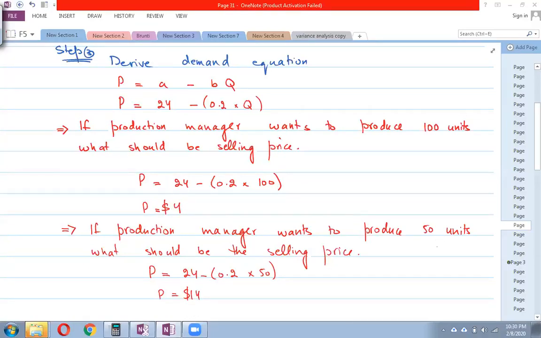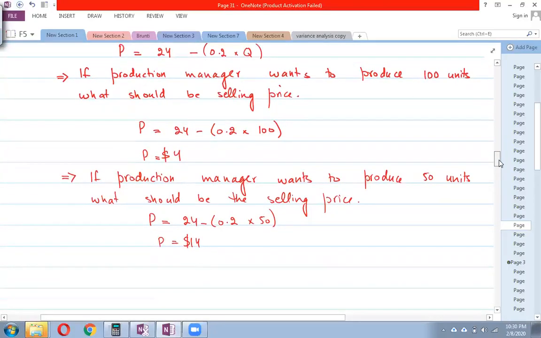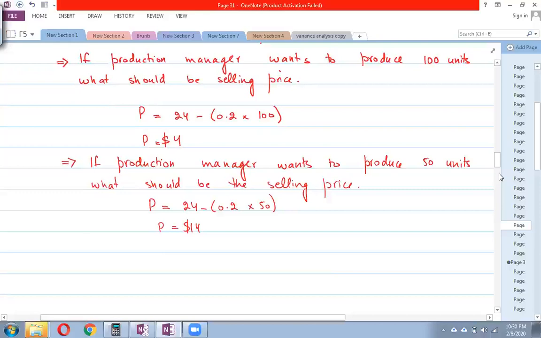Now, in the same way, we can do the opposite. Let's say, for example, if the sales manager wants to sell at, let's say, $8, then how many units should we produce?